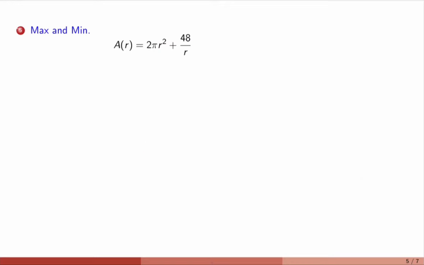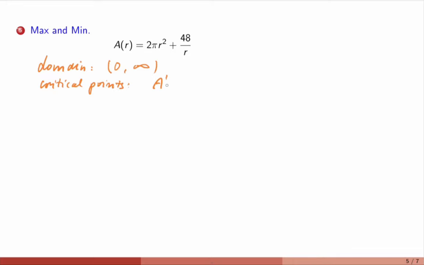Yippee! Let's go right to it. So max or min? Of course we want to minimize the area. So how do we do this? We look at the domain first. The radius of the cylinder can't be 0 because then there is no cylinder, so it's away from 0. But otherwise, we really don't know how large it can be, so the domain is 0 to infinity. Okay, and then let's look at the critical points.